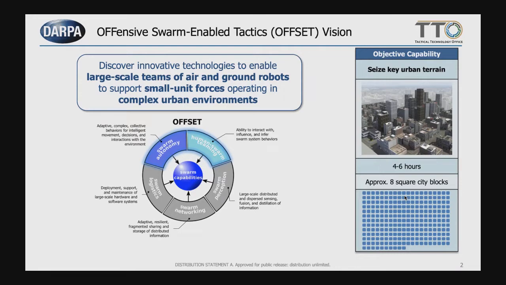And the reason for this idea of air and ground is understanding the role of heterogeneous teams of robots going out there and operating and executing missions of interest to a commander.